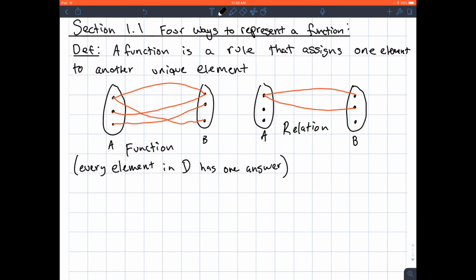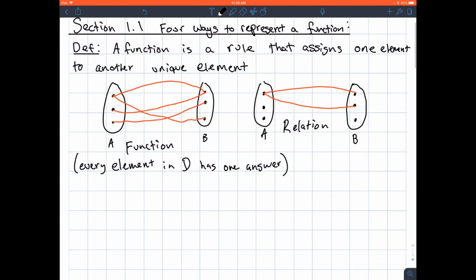Right? So, basically, if we go back to the definition, a function is a rule that assigns one element of a to another unique element in b. So we assign one element from a to b. That's considered a function. But if we input a value of a and we're given 2 outputs of b, that is considered a relation.